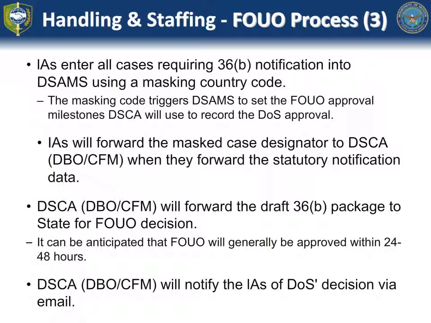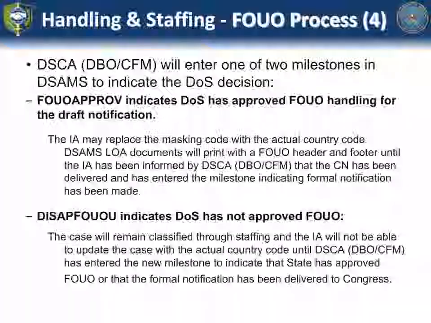IAs are going to forward the mask case designator to DSCA when they forward the draft notification, and DSCA will forward that package to State, and State will make a decision fairly quickly whether it can be FOUO. And once State has decided it can be FOUO, DSCA will notify the IA and enter one of two milestones to indicate State's decision. If FOUO is approved, IAs can replace the masking code with the actual country code.